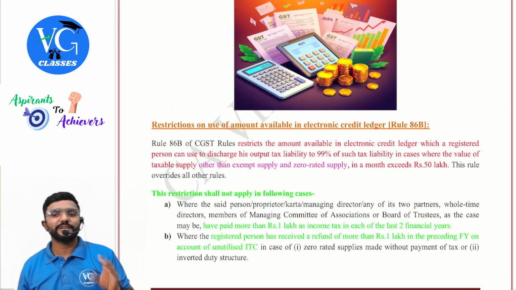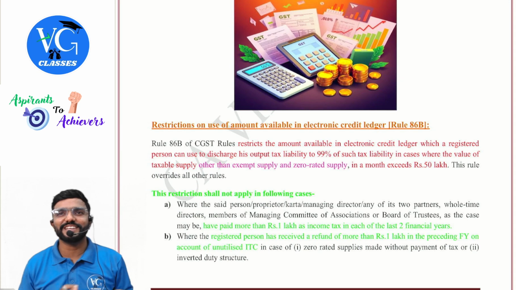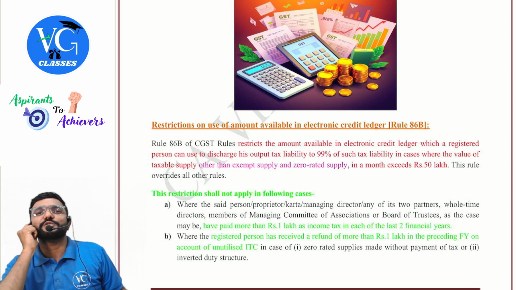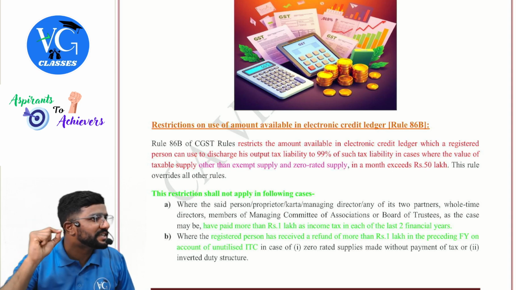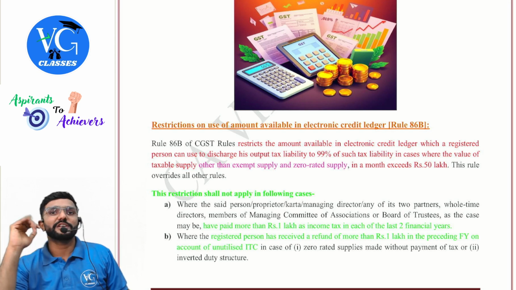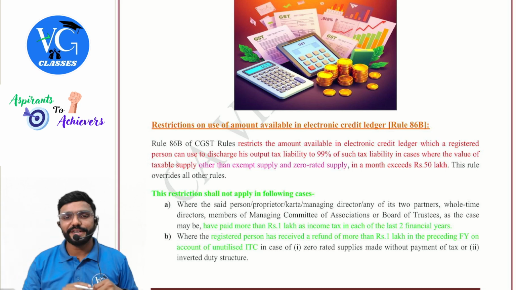Okay. Sir, that means if I have a credit, I can use fully? Yes. But if you're a big supplier, they're telling at least 1% you pay through cash ledger. Sir, when am I called as big supplier, sir? Rule 86B.